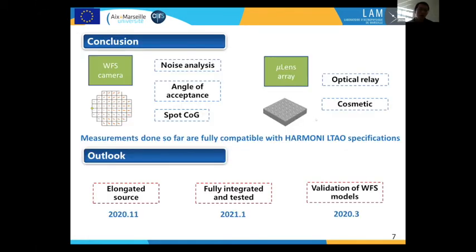And the conclusion: we have made the noise analysis, angle of acceptance measurement, and spot center of gravity measurement of the wavefront sensor, and added the optical relay and the microlens array to get a very good cosmetic image. And these measurements done so far are fully compatible with the HARMONI ELT specification.